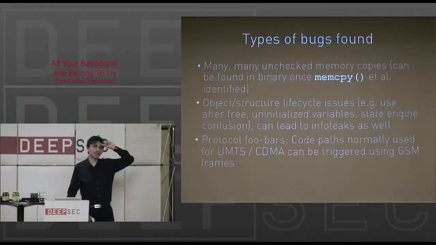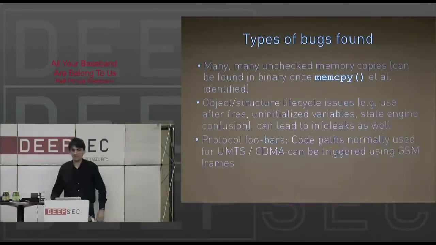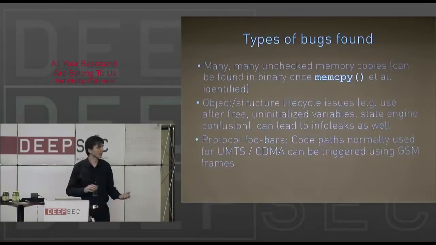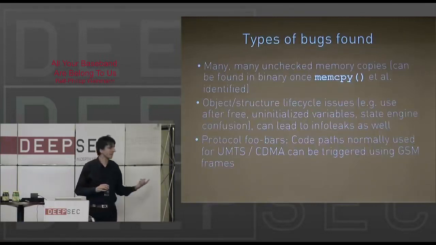What kind of bugs can you find in these things at the moment? There are many, many unchecked memory copies. And these are easily found once you've identified a memcpy. There are lots of structure or object, I'm not sure whether it's a structure or an object, I think it's actually a structure because I haven't seen much C++ in these things.